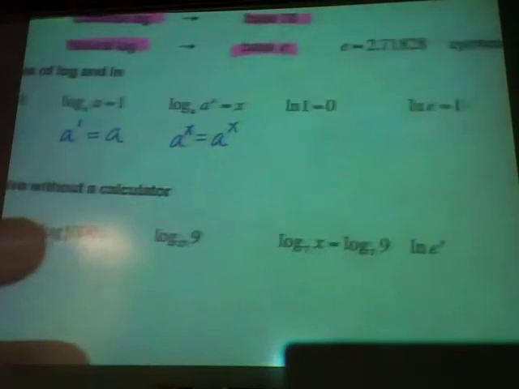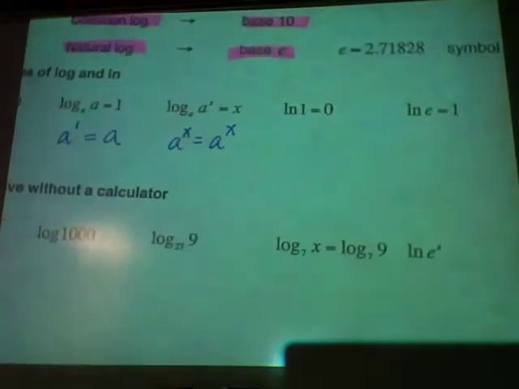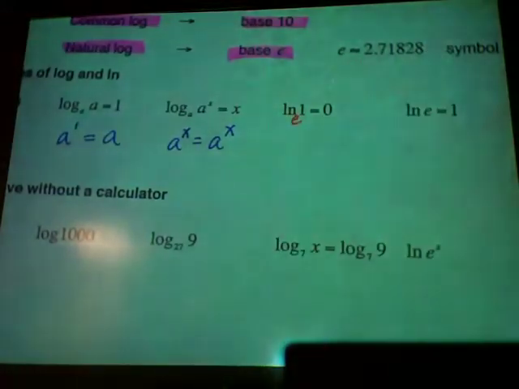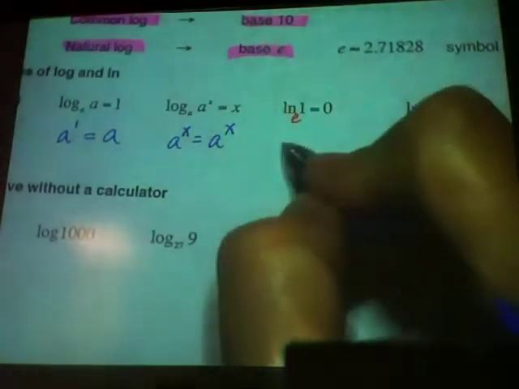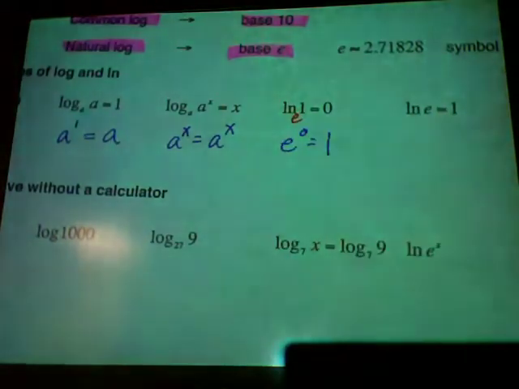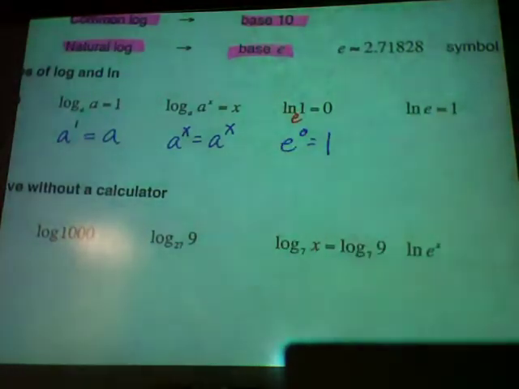Now we have natural log. You don't see the base for that natural log, right? What does it assume that that base is? E. So we really have a base of e. So it's what to the what? E to the 0 equals 1. Isn't that true? It doesn't matter that our base is e. Anything to the 0 is 1.